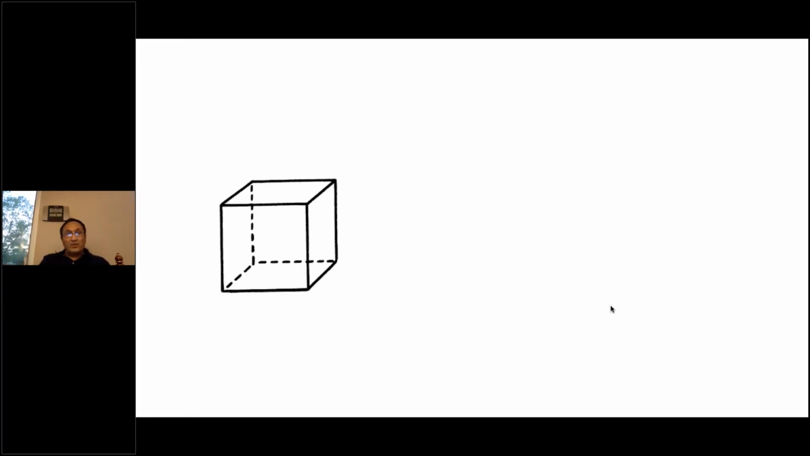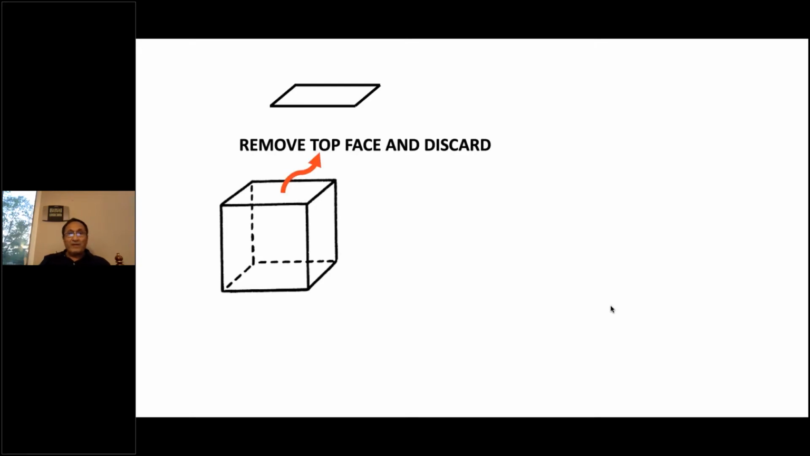So here's, take the cube. First thing I do is I remove one of the faces on the top and throw it away. So obviously this decreases V plus F minus E by 1 because I've gotten rid of one F. Right? So whatever V plus F minus E was, now it's less by 1.